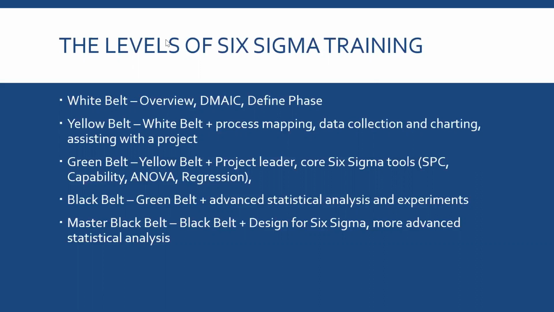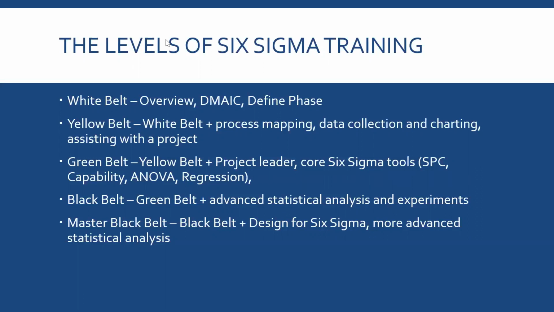The second level is the yellow belt. The yellow belt has the white belt, all of the above, plus the process mapping, which we will be talking about in more detail. Process mapping includes the flow chart, the value stream mapping, and also creating a future state map as well. In the yellow belt training, you will get data collection techniques, how to collect data, and charting, how to create some charts. And usually yellow belts will assist with a project.